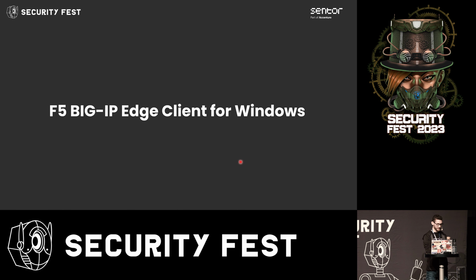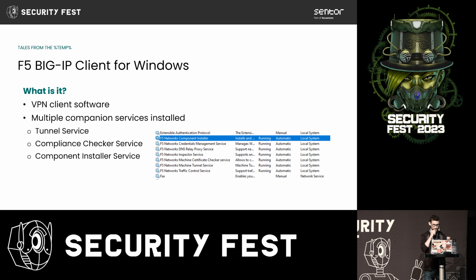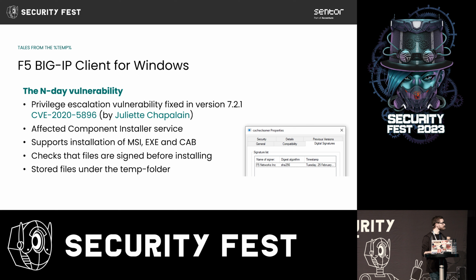Right, so the next product I'm going to talk about is the F5 BigIP Edge Client for Windows. And this is a VPN client software, and as VPN client softwares do, they install like 5 services that are running as local system on your client. Those services do things like open the tunnel, do compliance checks, and of course you need something to install stuff, like an agent. I was helping a client out on a kind of a long-term gig.